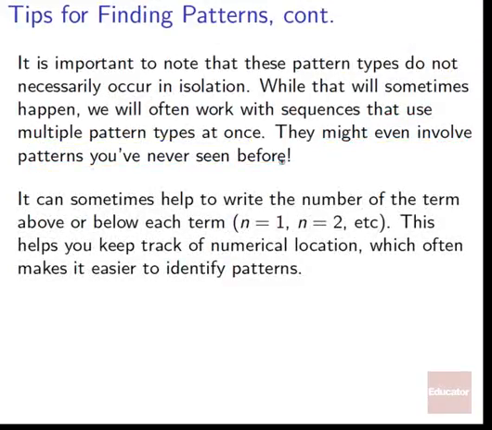It can sometimes help to write the number of the term above or below each term. So write n equals 1 and then n equals 2 and so on. By writing the number of the term above or below, you're able to keep track of numerical location by being able to see what number we're at. Are we at the first term? Are we at the fifth term? By having this clear reference point of this is term number 1, this is term number 5, you'll be able to see how the number of the term relates to the values inside of the actual term inside of the sequence. The location of the term will normally be related to the values inside of the term. That will often make it easier to identify patterns by being able to see this has number location 5, and because of that we see that the general form is working in this certain way. So writing the numbers above or below can really help you see that sort of stuff.